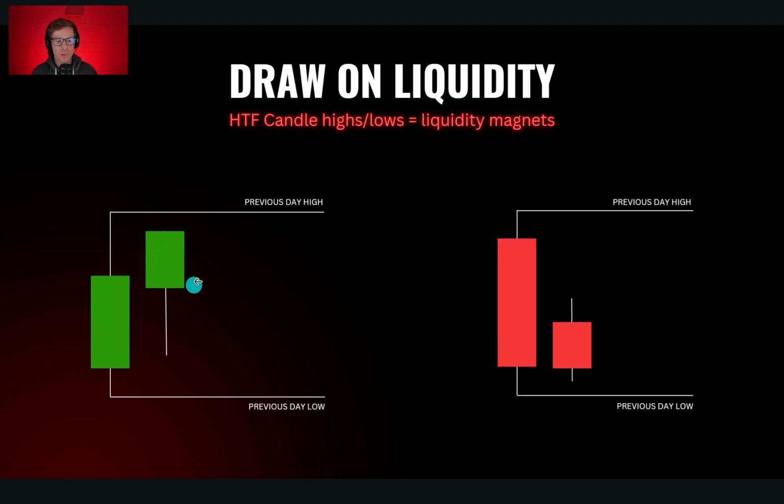In this example, you can anticipate price is going to take out the high because the candle is already close to the high. In this bearish example, you can anticipate price is going to take out the low because it's already very close to the previous day low. So understanding the previous candle high and low, we can anticipate price is going to be pulled to these levels to take out the liquidity.